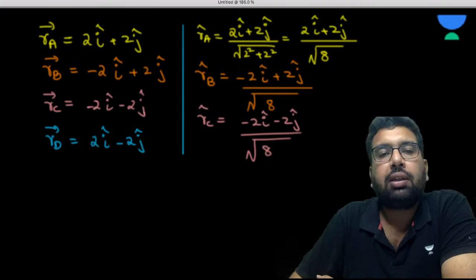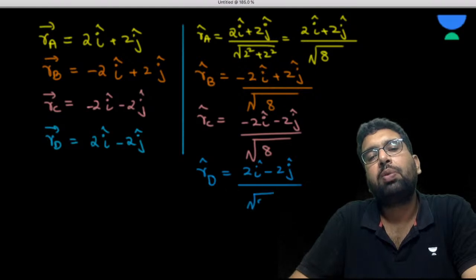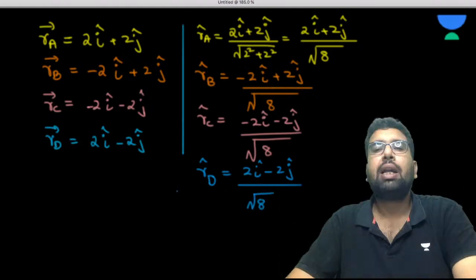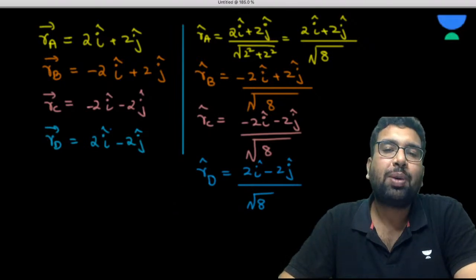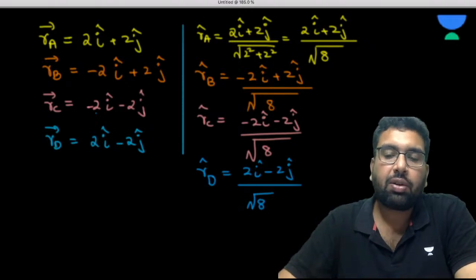Then we have this D vector. Now what is the unit vector in the direction of D? It is going to be 2i cap minus 2j cap divided by again the magnitude of this RD vector, which is going to be root over 8. So I hope it is fine to everyone. Now we learned about the position vector, and we learned about the unit vector in the direction of some position vector. Let's do one more question for more understanding.